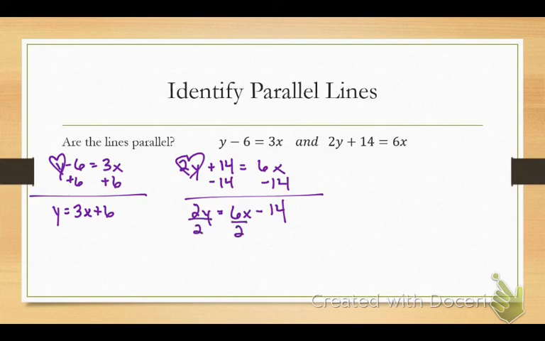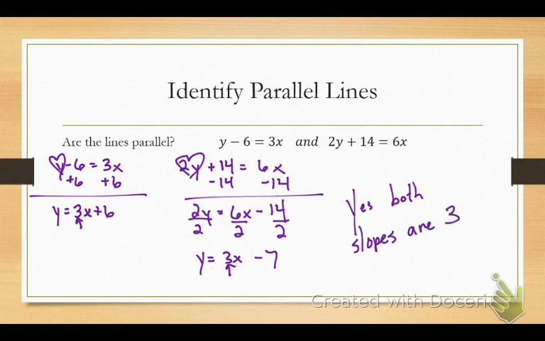You guys paying attention? Not doodling? Come on, don't make me call you out. Pay attention. Y equals 3x minus 7. Are these lines parallel? Yes, they have the same slope. Both slopes are 3. They both have a slope of 3. They're both angling the same way.